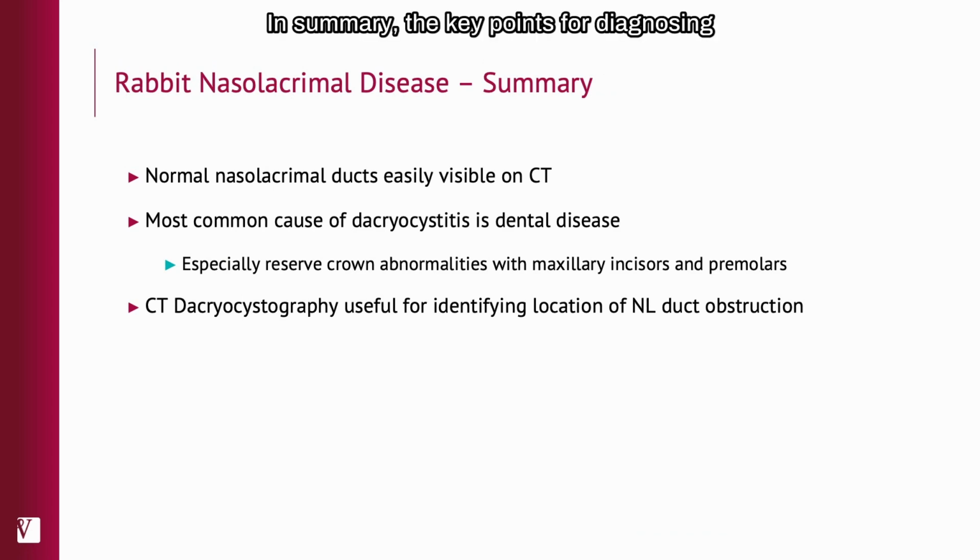And so in summary, the key points for diagnosing nasolacrimal disease in rabbits on CT: usually your nasolacrimal ducts are quite easily visible on CT. The most common cause of dacryocystitis is going to be dental disease, and usually it's going to be the reserve crowns of your maxillary incisors or premolars that are right up next to the nasolacrimal duct. So you get abscessation of those tooth roots, and your nasolacrimal ducts may be in the way. And dacryocystography is quite useful for identifying the actual level of obstruction of the duct.